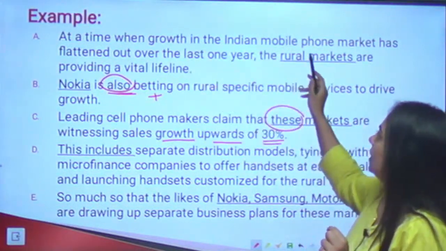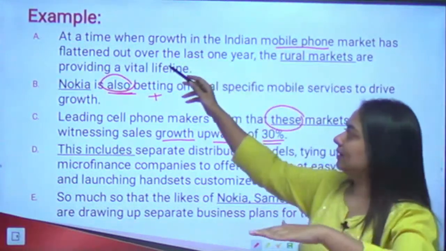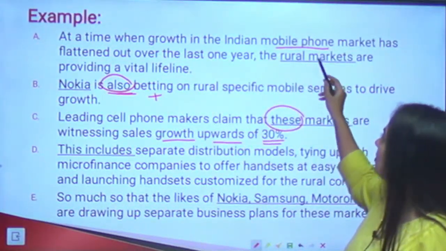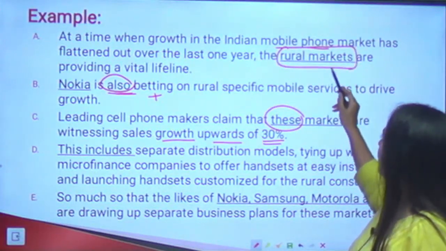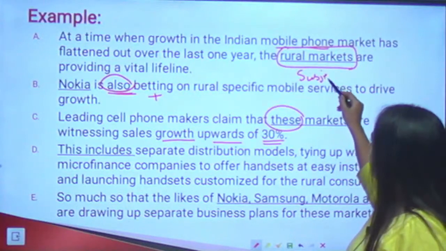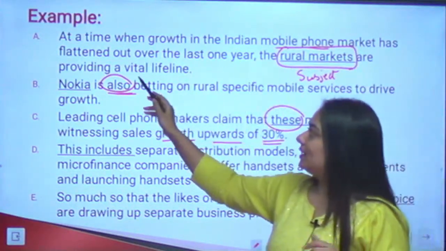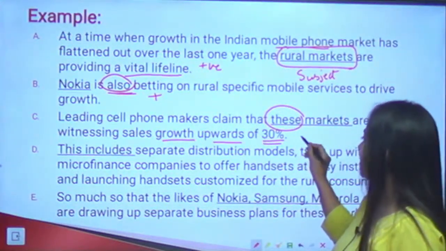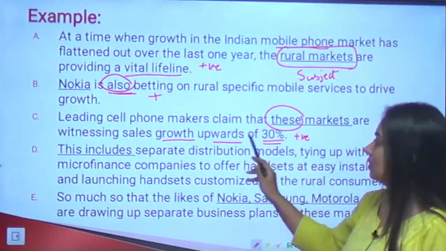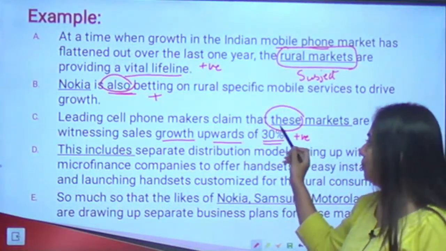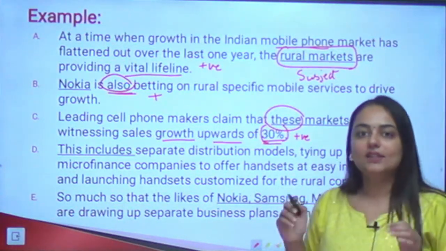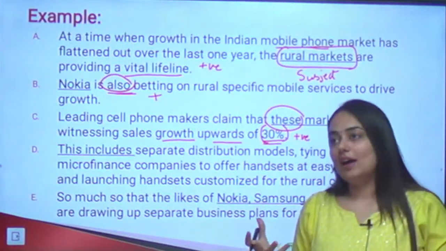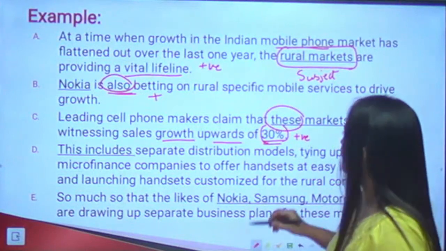At a time when growth in the Indian mobile market has flattened out, overall the Indian mobile market was flattened out over the last 1 year, the rural market, so this rural market is the subject of this paragraph and it is introduced in sentence A, are providing a vital lifeline. The tone is positive in this one about the rural market, the tone is positive in this one also, where you can say this is a thought extension of A because it is giving you percentage, it is giving you data. C is further reinforcing the fact that rural mobile market the graph has been going upwards. So yes, the first thing is clear.